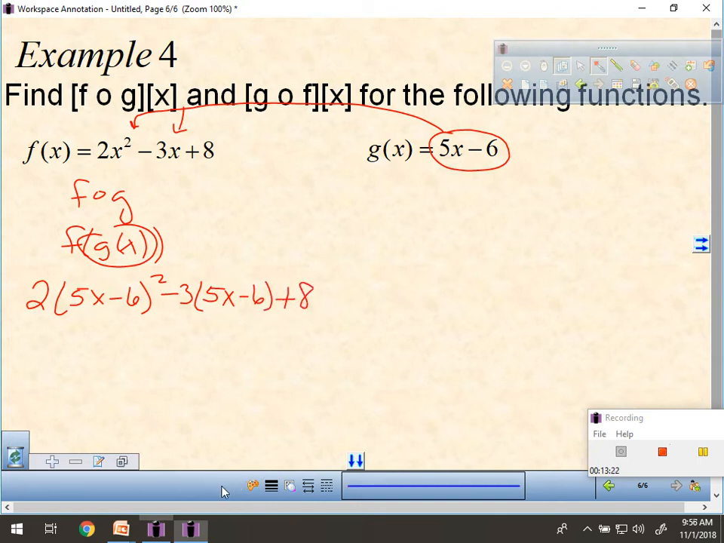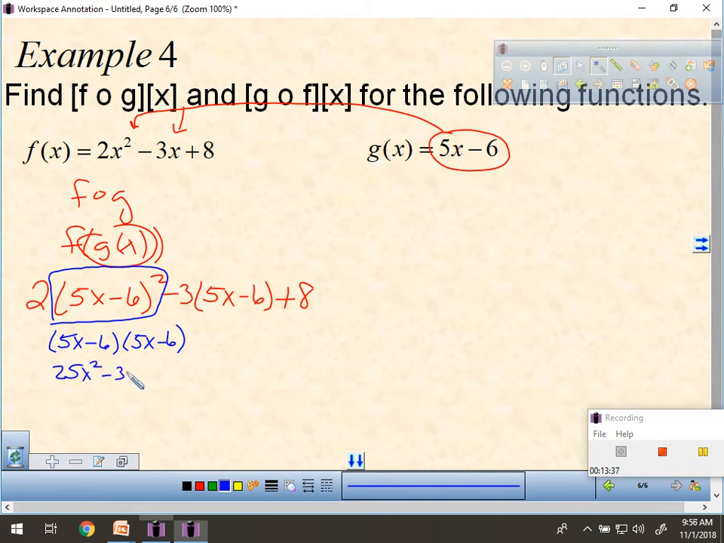Again, the most important thing here, guys, is do not distribute. FOIL this first. So I'm literally going to have 5x minus 6 times 5x minus 6. Let me do my arithmetic and watch my numbers. I should get 25x squared minus 30x minus 30x plus 36, and I'm going to go ahead and combine my like terms right now, and so I'm going to get negative 60x plus 36. But now that I'm done with that, I need to remember to go back and distribute that 2.